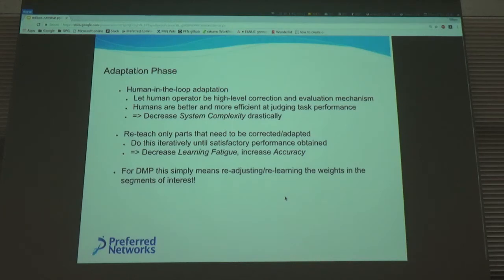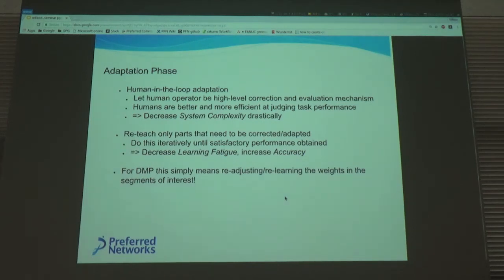Well, we as humans are actually the best judge of task performance for a robot. So for example, if I teach a robot to grasp something like this and it goes all the way there, then it's obviously wrong, right? But for the robot, it's not that obvious. But for us, it is. So why don't we act as the sensor and be the high-level correction and evaluation mechanism? Because humans are much better and more efficient at judging task performance than all these complex algorithms and sensors.